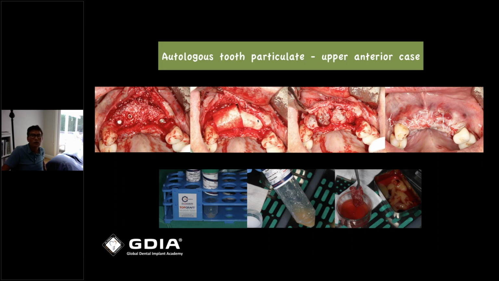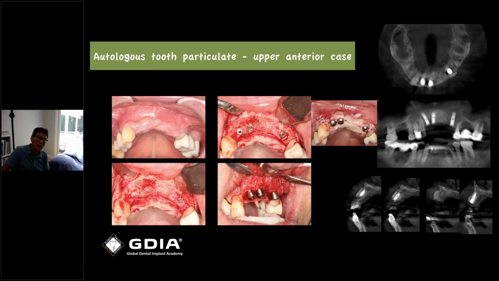So it's tooth particulate material, but the same thing as a sticky bone, ASAP protocol. About 4 to 6 months later, I opened up and I was surprised, because the amount of bone I put at the initial surgery was the same amount remaining at the 6-month post-op opening. So I had to grind the mature sticky bone to expose the implant. Then second surgery, and then final prosthetic.